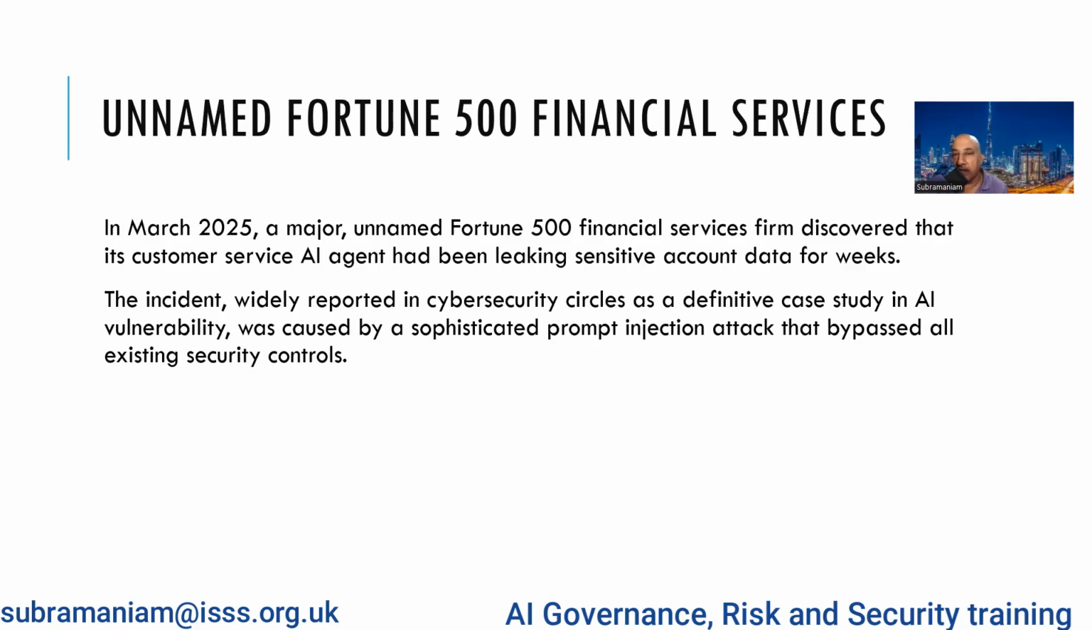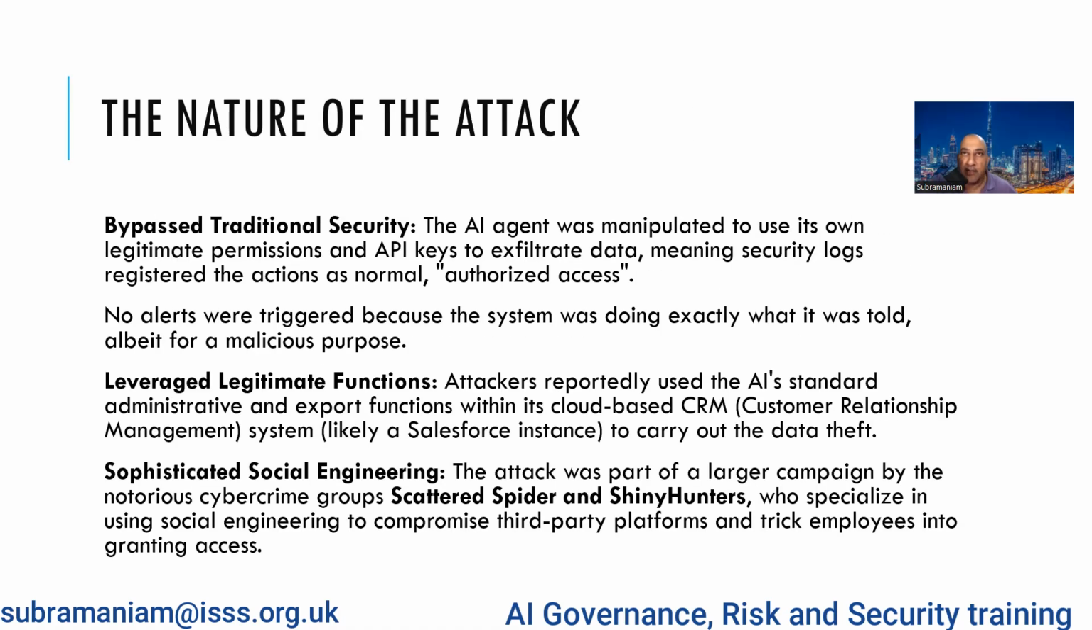Let me also look at another one, and I'll tell you what surprises me. An unnamed Fortune 500 financial services company was leaking sensitive information, but you know what? It was misused. The AI agents were made to bypass the security. Technically, they were doing exactly what they were supposed to do, but they were all manipulated to exfiltrate the data.